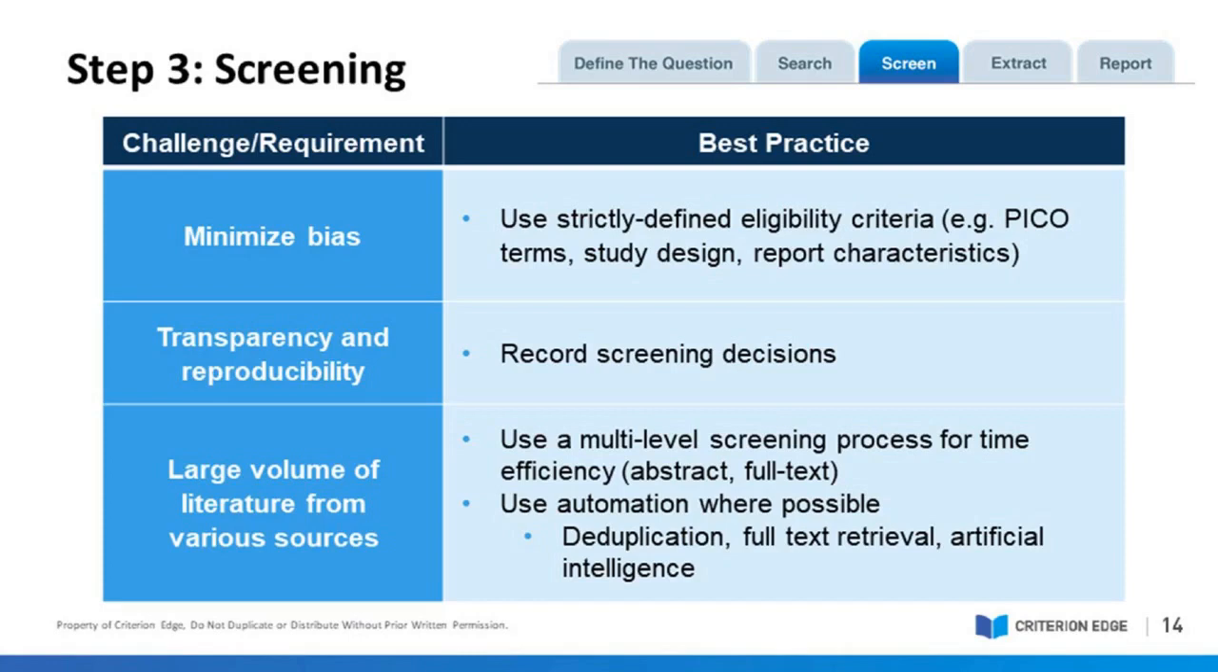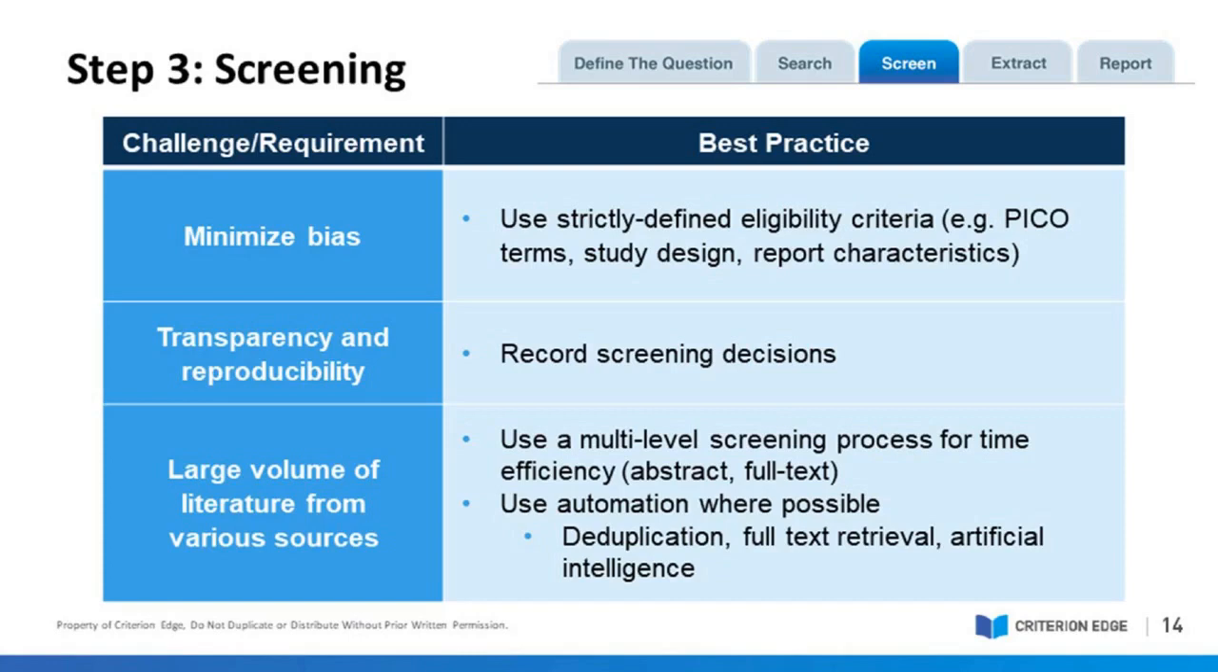Transparency and reproducibility are critical components of the screening process, and you should definitely be tracking your screening decisions to comply with global regulatory standards. Lists of excluded references and the reasons for exclusion are common and expected reporting requirements. Now, I'm sure it won't surprise anyone to imagine that the volume of literature to be screened can be huge.